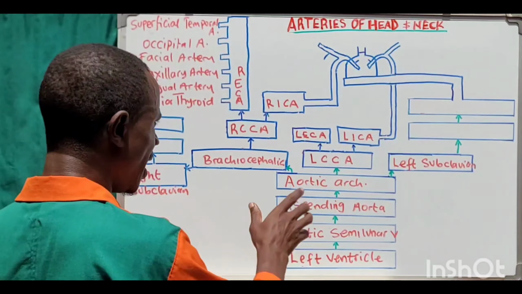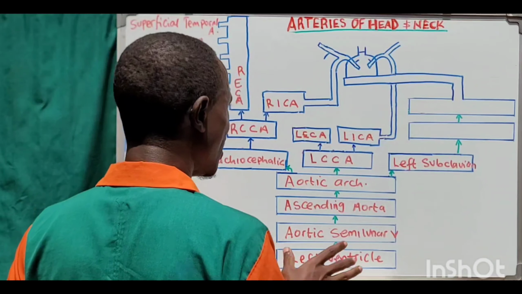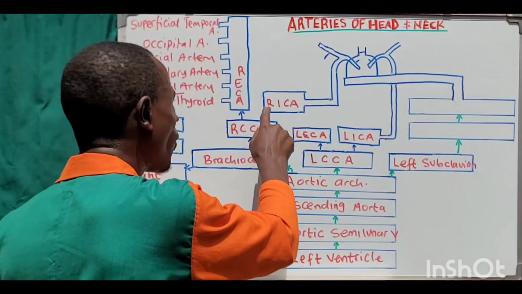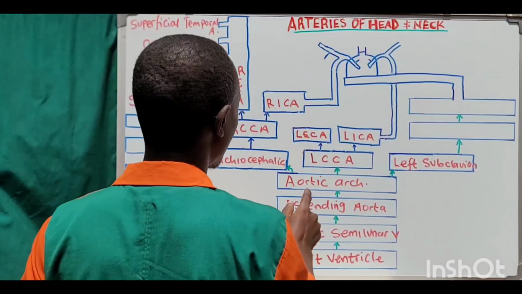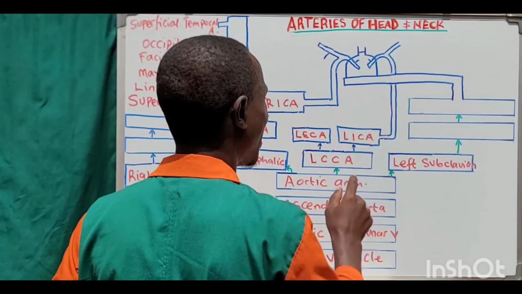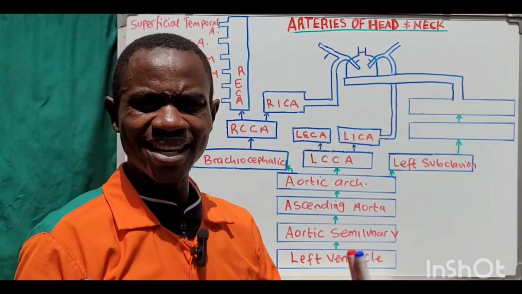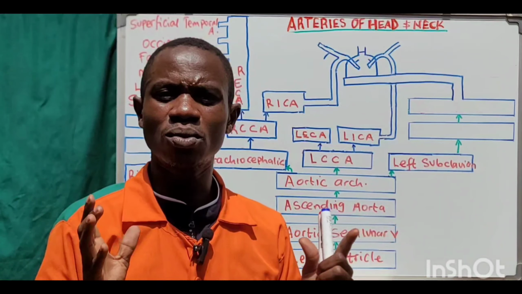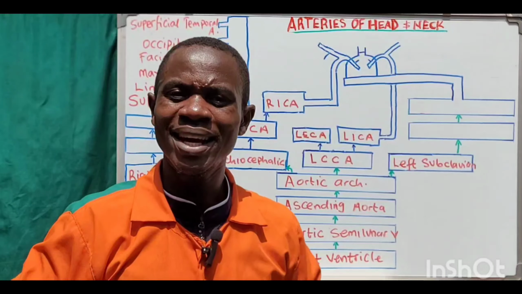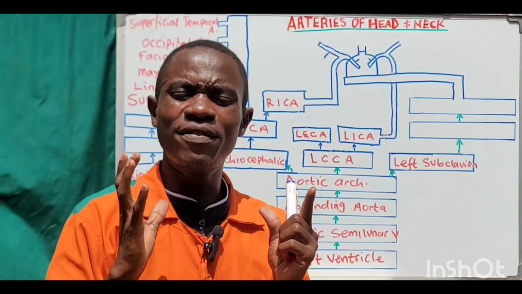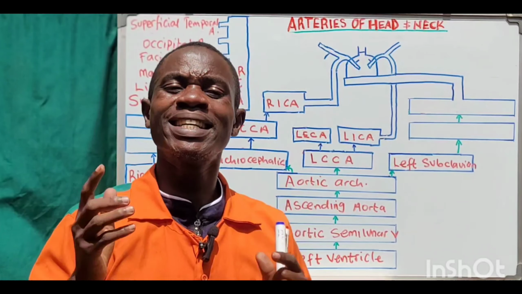Now, having seen all that, let's go ahead and look at where the right internal carotid artery goes, and also where the left internal carotid artery goes. These arteries are going to be entering the cranial cavity through the carotid canals. They are going to be feeding the different structures within the cranial cavity.